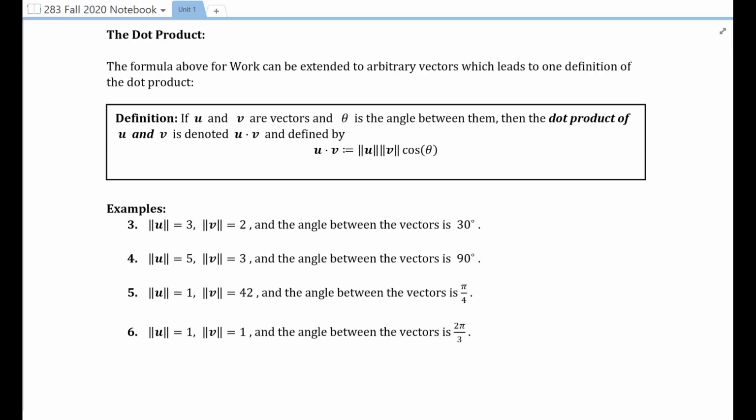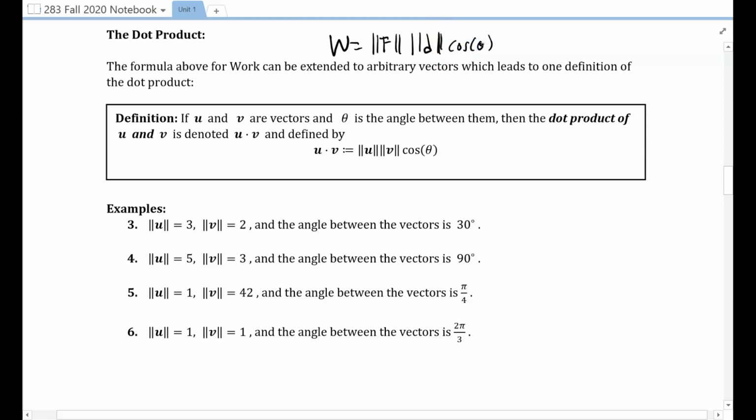Hello, so in this second video dealing with the dot product and work. In the first video we defined the physical principle of work and how to define the work done, which is the same formula for the dot product. So we extended the formula we had for the work done, which was given by the formula that W, the work done, was the length of the force vector F times the length of the displacement vector D times the cosine of the angle between those two vectors.